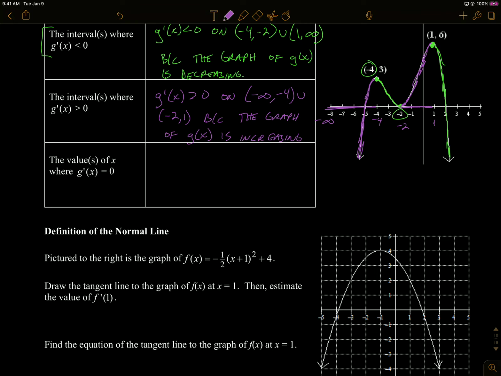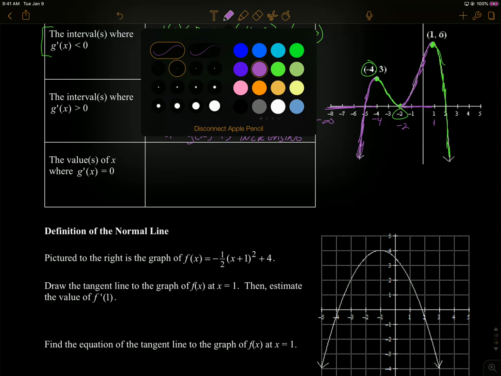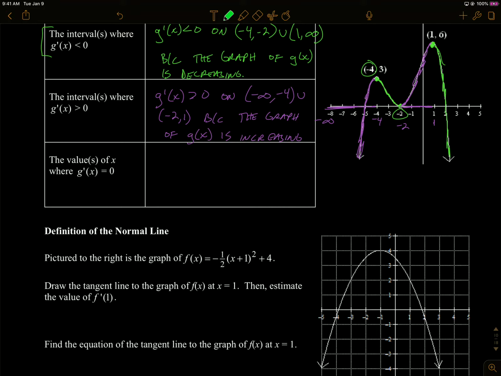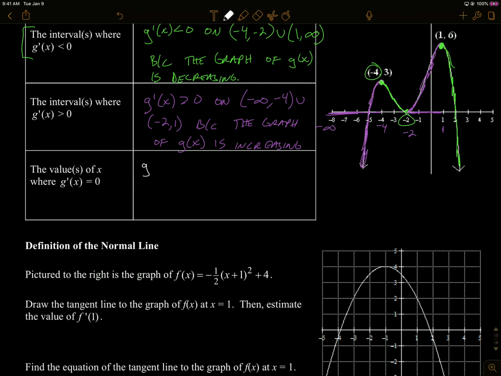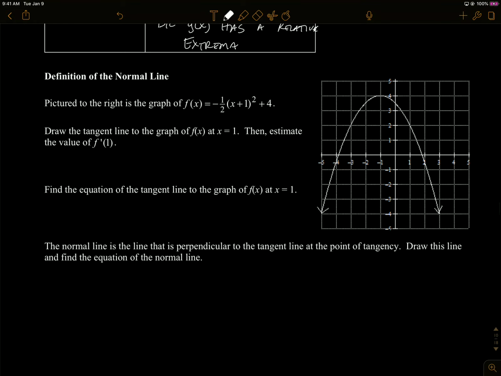Okay, then we want to find where are the values of x where the derivative is equal to 0. So let's do those in white. So we're going to say that g prime of x is equal to 0 when x equals, it's not intervals, it's actually just at specific points, x equals -4, -2, and 1. That's because these are the relative extremas, the maximums and the minimums, where my tangent lines will go horizontal. And we'll say because g of x has a relative maximum or minimum, which I could just say extrema, covers both of those. Okay?